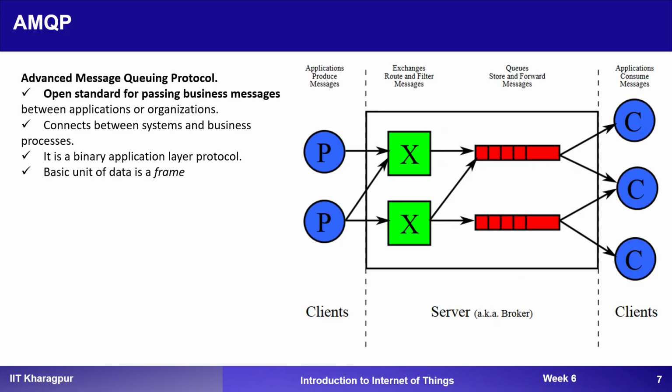The next type of protocol is your AMQP. AMQP stands for Advanced Message Queuing Protocol. It is an open standard for passing business messages between different applications and organizations. It connects various systems and business processes. For example, you can see in the diagram that there are various clients at the sender side, and there are various clients at the receiver side also. So clients are going to publish their data to the server, similar to your publish subscribe model.